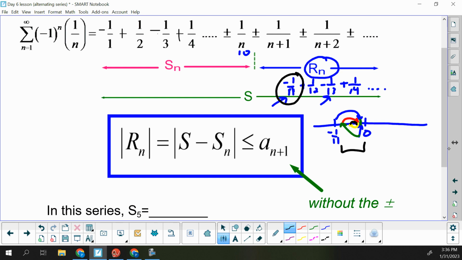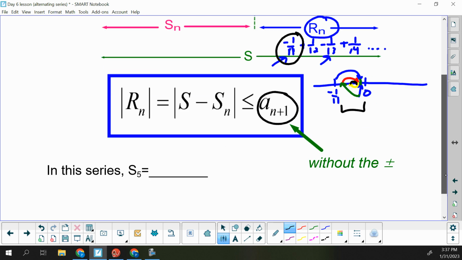Our remainder in general, the absolute value of the remainder, if you take the infinite sum and subtract off the partial sum, is guaranteed to be less than or equal to just the next term. Now, we just care about the absolute value of it. We don't care about the plus and minus. So you are guaranteed that that next term is an upper bound of all the extra stuff that we're not including when you combine it with the pluses and minuses.